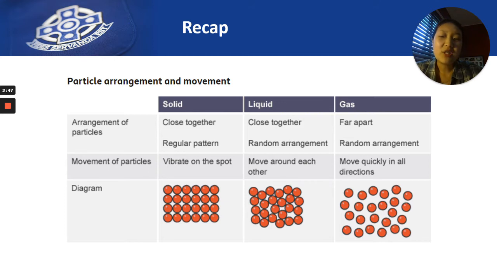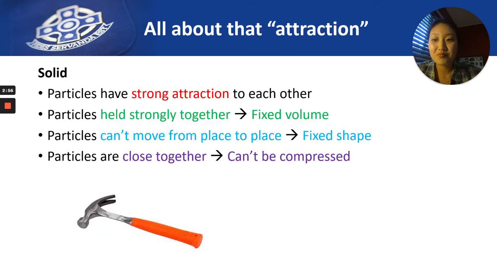Essentially, it's this attraction between the particles that gives the different properties of solid, liquid, and gas, and we'll go over that now. In a solid, the particles have very strong attraction to each other. So the particles are held strongly together, and that gives a fixed volume. Particles can't move from place to place because they are strongly attracted to each other, so they have a fixed shape. The particles are close together, and there is not enough space between the particles, so solids cannot be compressed. An example here is a hammer.